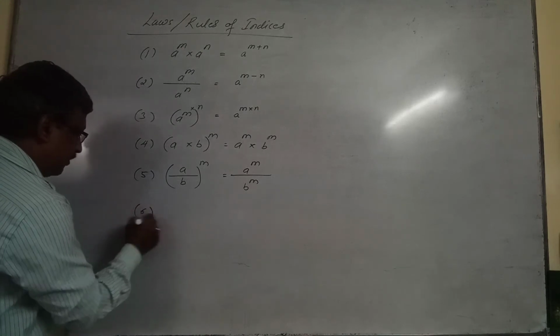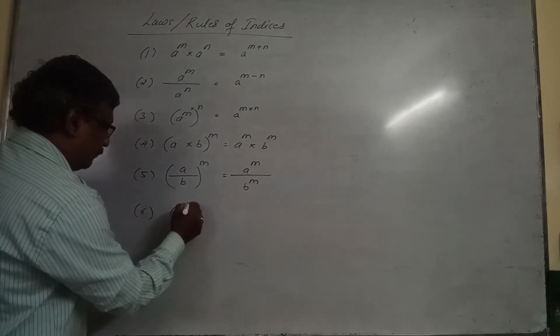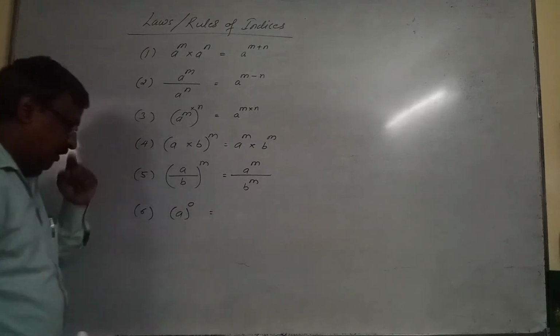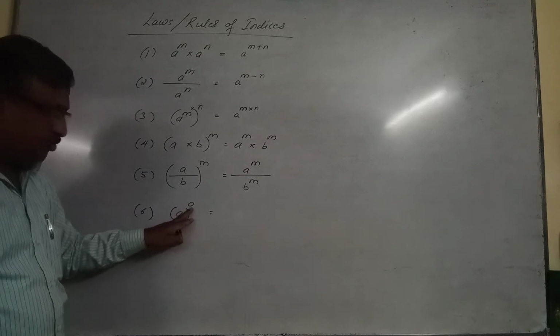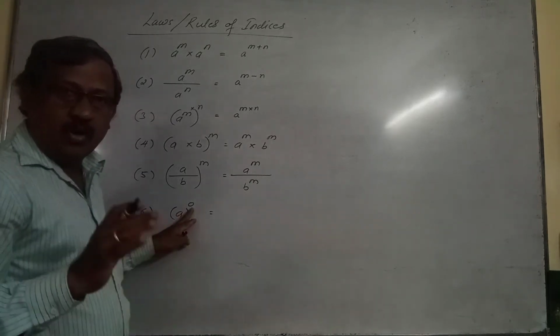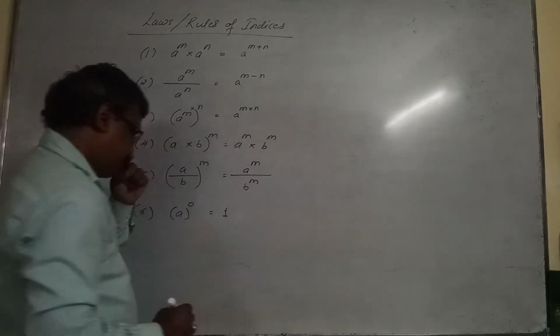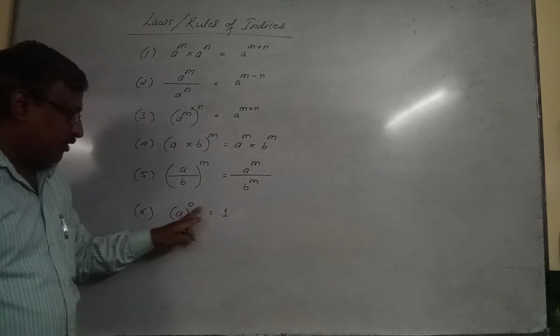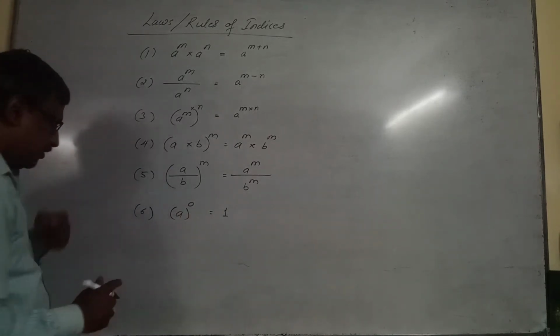Then the sixth rule is, if it is a raised to 0, any value which is raised to 0, other than 0 itself, is always 1. Any value which is raised to 0 always remains 1. This is the sixth rule.